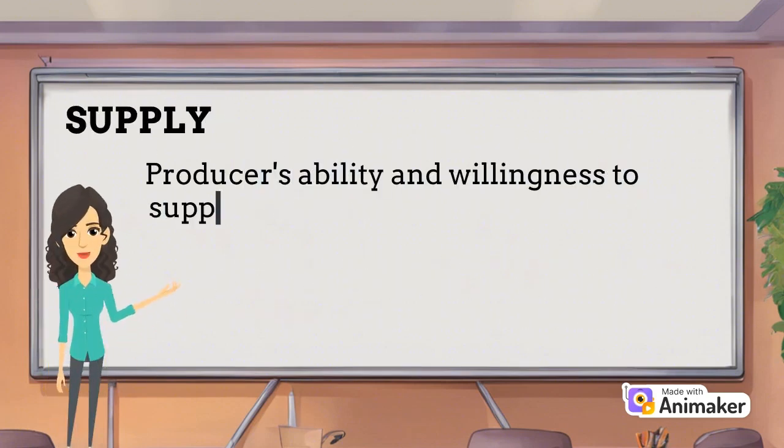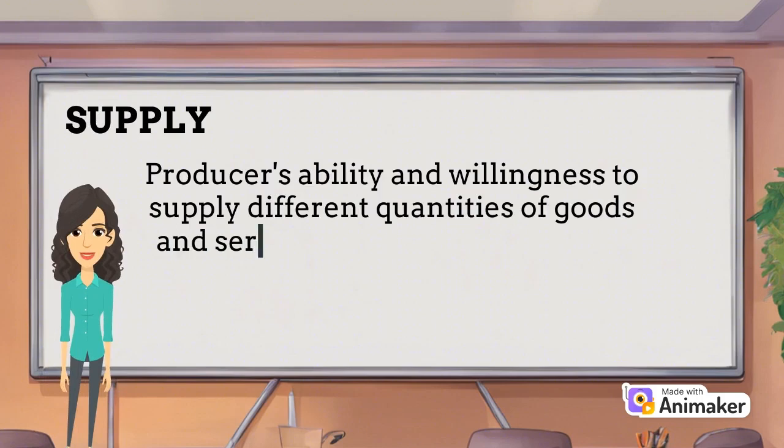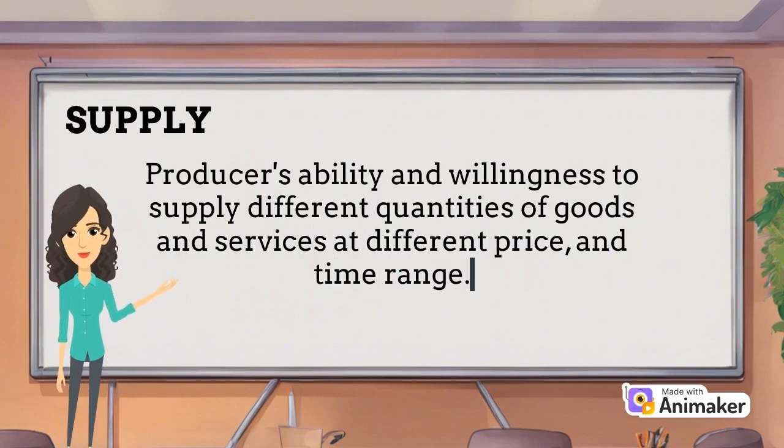Now, let's move to supply. The definition of supply is the producer's ability and willingness to supply different quantities of goods and services at different prices and time range.